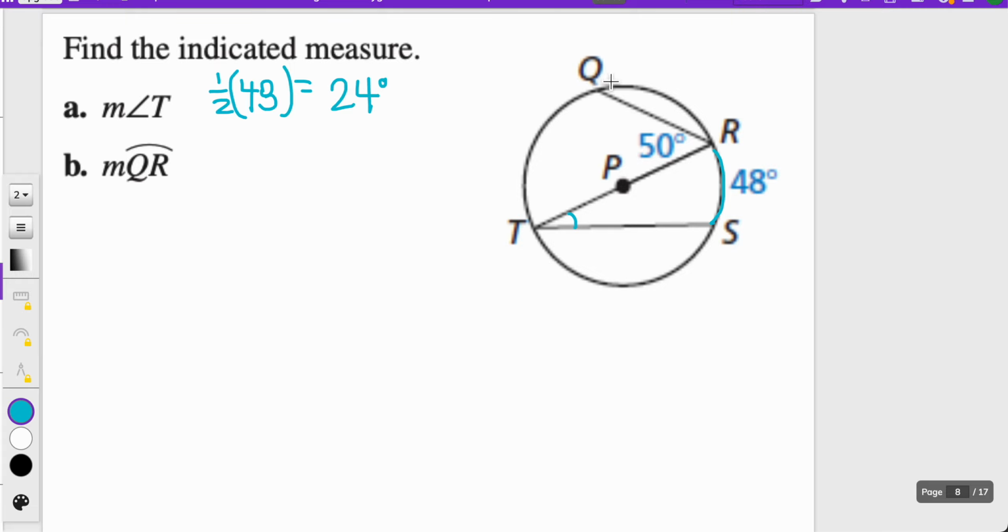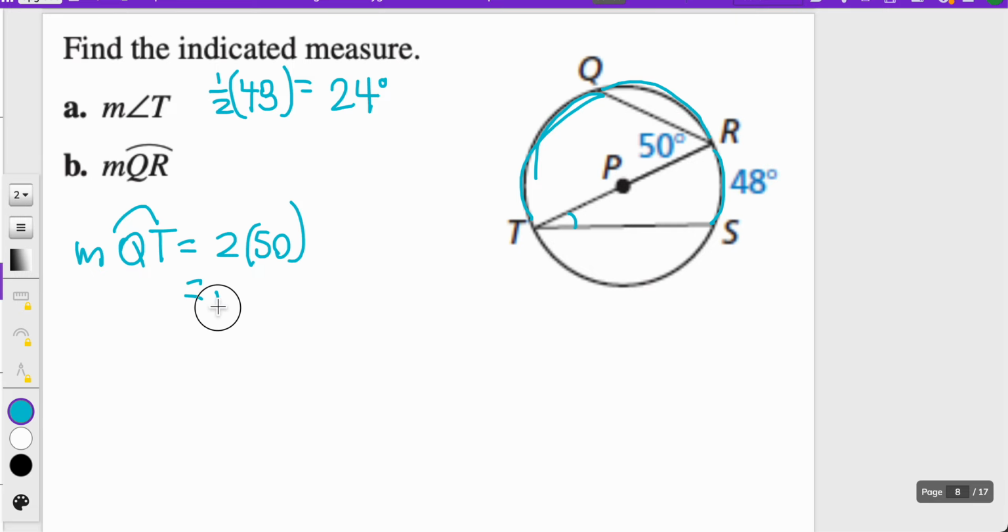The measurement of arc QR is here. So we're going to have to do some extra work here. We know that the measurement of arc QT can be found by doubling its intercepted inscribed angle. So the measurement of arc QT is equal to 2 times the angle of R, which is 50 degrees. So that's going to give me 100 degrees. I'm going to go ahead and label that there.